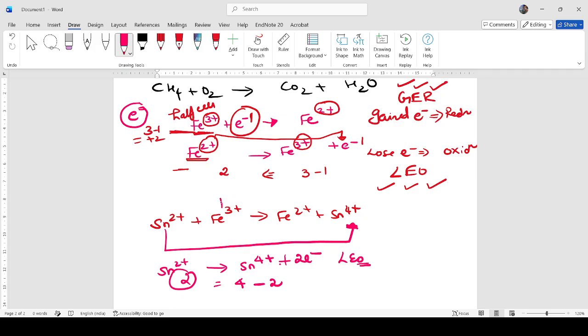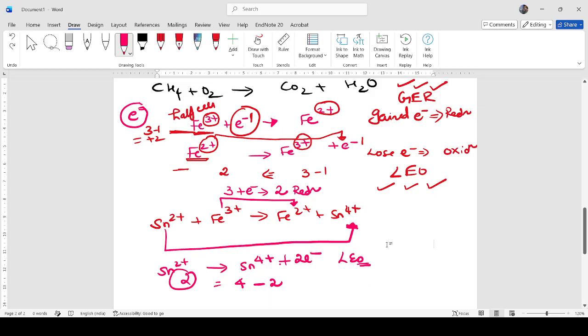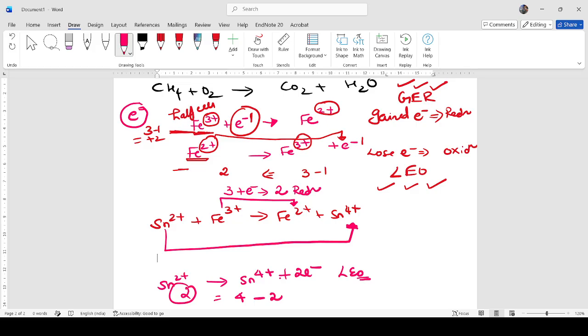Look at ferric here. Ferric to ferrous. Fe3+ became Fe2+. That means this 3 has taken up an electron to become 2, isn't it? So this is reduction. I can see oxidation and reduction are happening simultaneously in a reaction. Such a reaction is called a redox reaction. Clear?